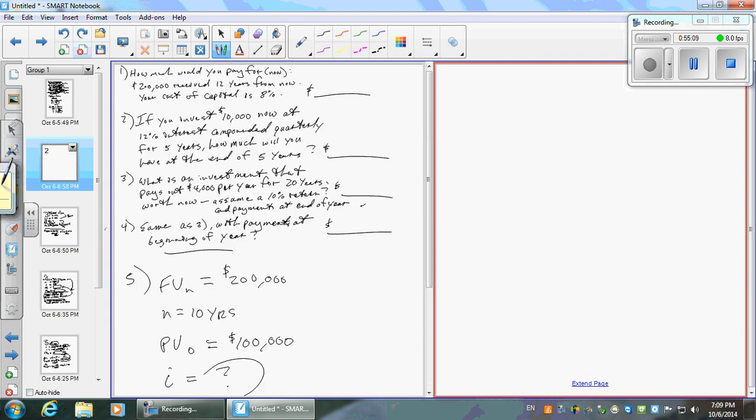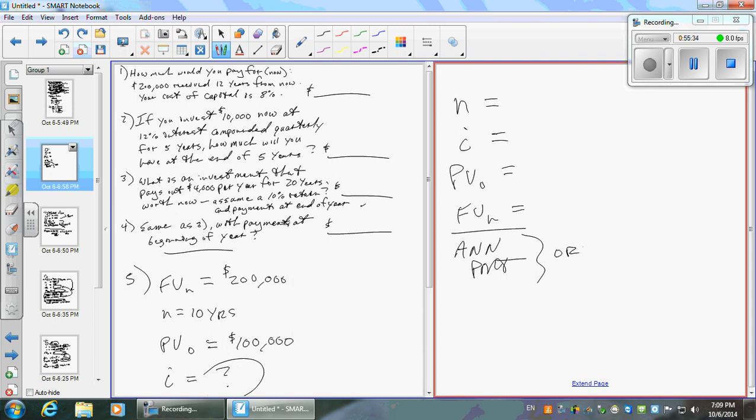Number of periods. Interest rate. Present value, maybe. Future value, maybe. What else? You could have an annuity payment. What do you need to know about the annuity payment? Good. Ordinary or due.